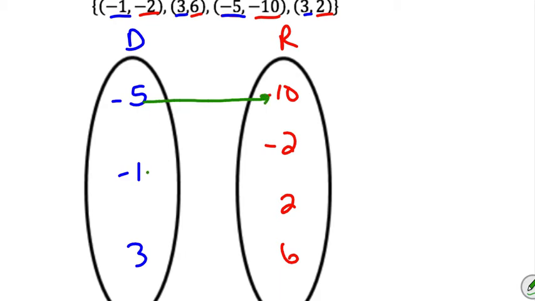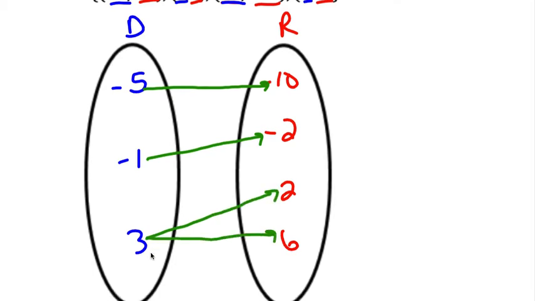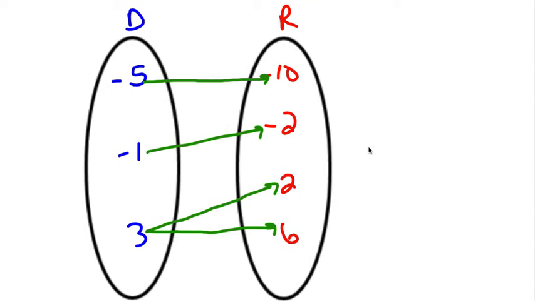-1 went to -2. -3, I'm sorry, +3, goes to 2 and 6. So there's the mapping diagram. That's what it looks like.